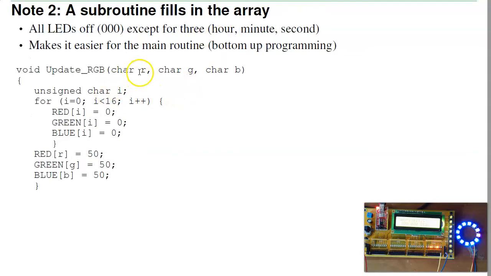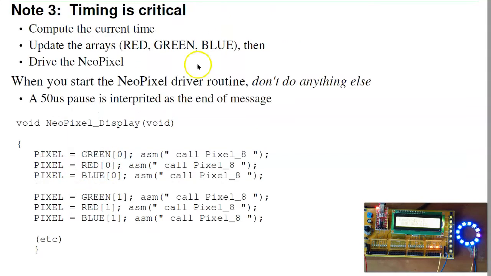I'll have a subroutine. I'm going to pass it 3 variables. What is the time in seconds, minutes, and hours? And then clear out all the lights, and then turn on the one that is supposed to be turned on for the seconds, minutes, hours. Then the display routine, since timing is critical, when I call this, don't do anything else. Drive the first light, drive the second light, drive the third light.